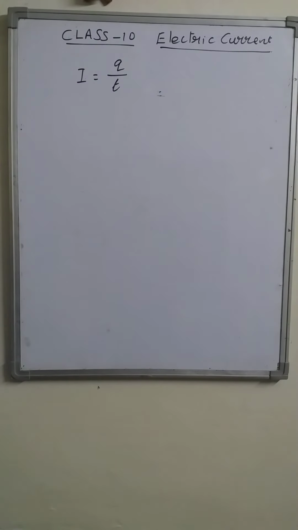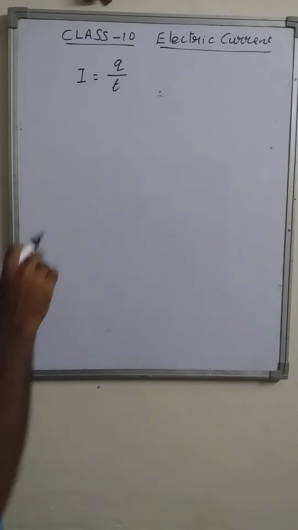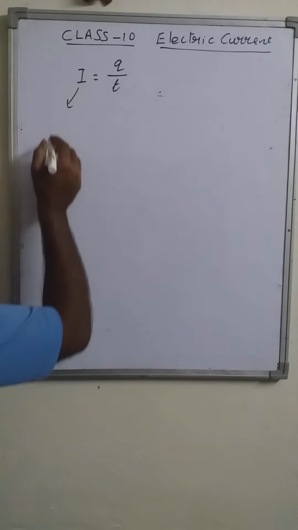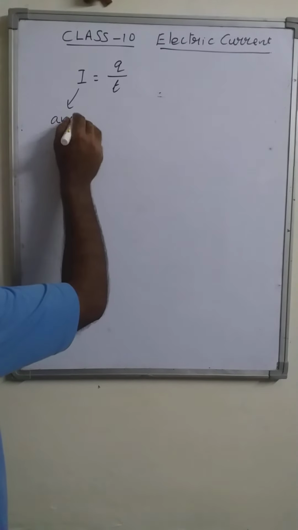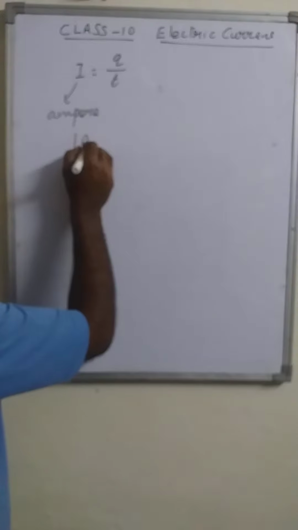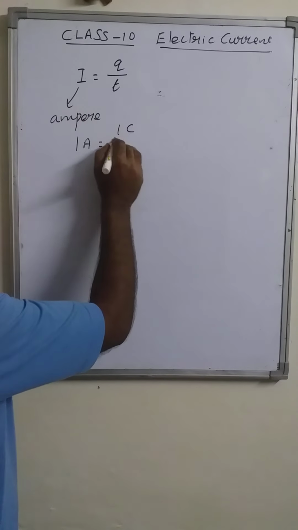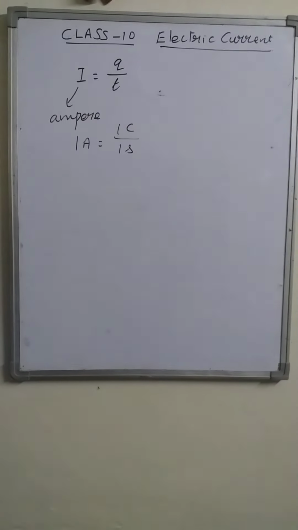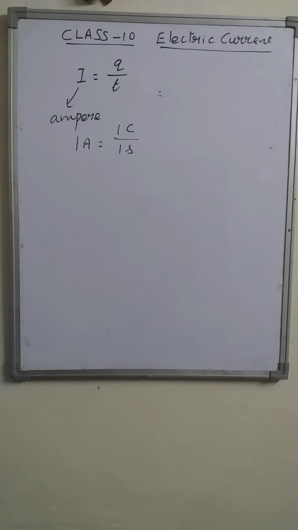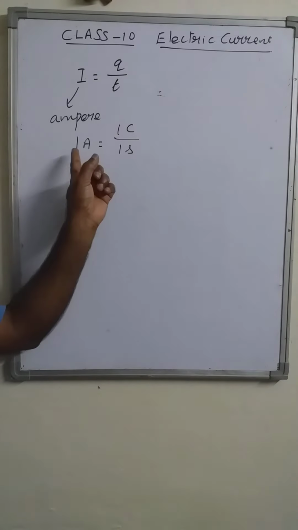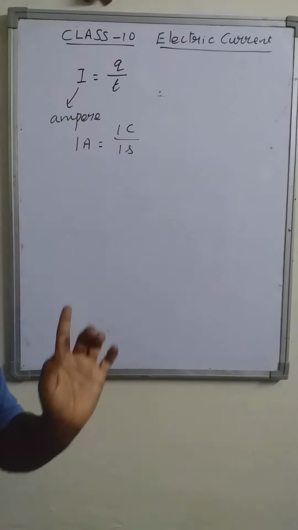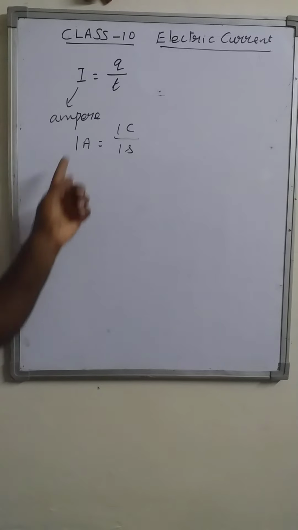And then we discussed the unit of this electric current. Electric current's unit is ampere. So 1 ampere can be written as 1 coulomb upon 1 second. From this relation, we can define 1 ampere current also. The current flowing through a conductor is said to be 1 ampere when 1 coulomb of charge flows in 1 second. That is 1 ampere.